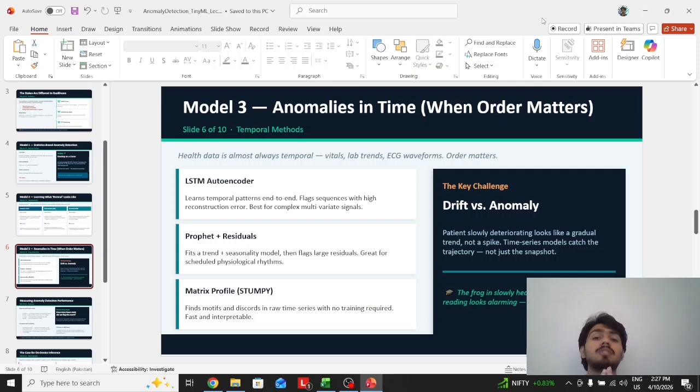Now, the main problem with temporal data is that a person might be degrading over time, right? Really slowly, and it would go constantly like this. It wouldn't be a spike. Catching a spike is way easier than catching something going down like this. A patient slowly deteriorating looks like a gradual trend, not a spike. Time series models catch the trajectory, just not the snapshot. Like the frog slowly boiling in water, no single reading looks alarming until it's too late.